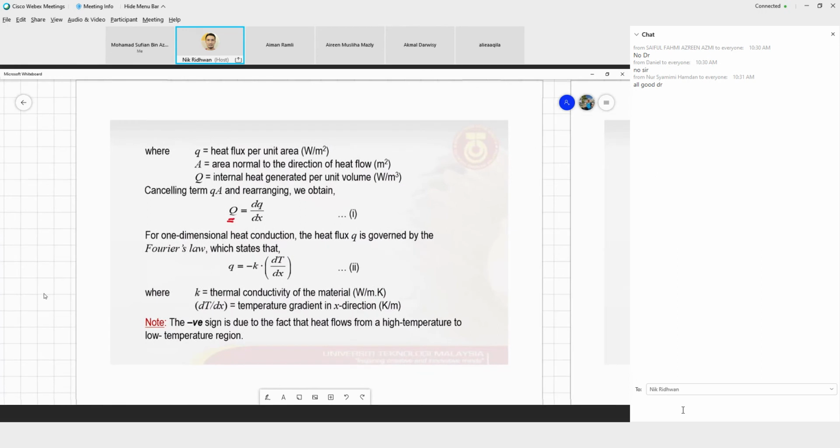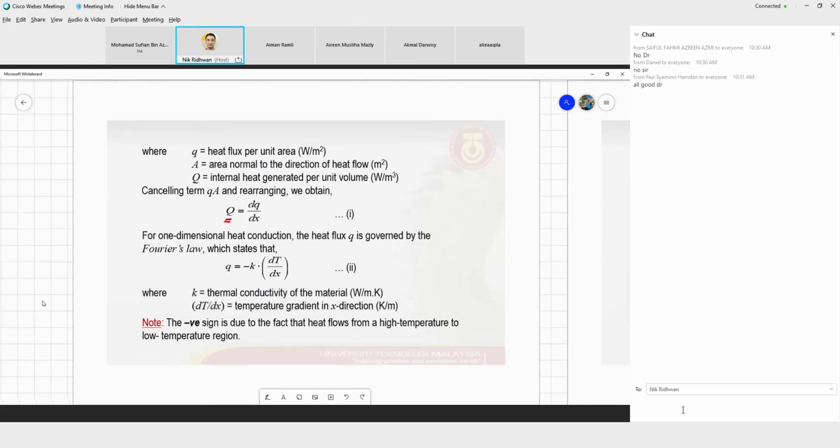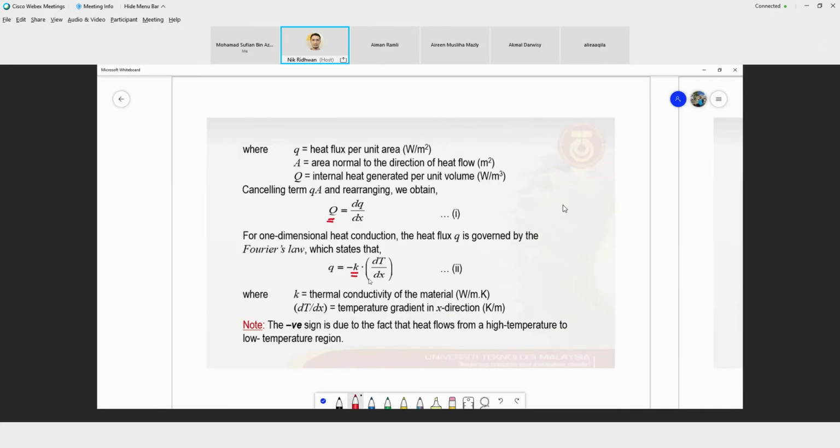relations only. So it's mentioned there that for one-dimensional heat conduction, the heat flux Q is governed by Fourier's law, which states that the heat flux per unit area equals the thermal conductivity of the material. So it depends on the material we use, multiplied by the gradient of the temperature within the area that we consider.